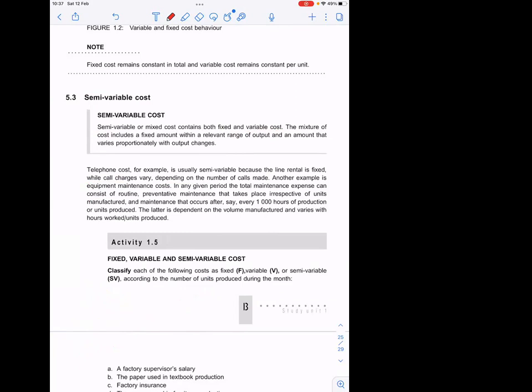Examples: telephone line, electricity, water. Water also, if there's a fixed portion and a variable portion that depends on the number of liters that you use in that month, that would be an example of a semi-variable cost.